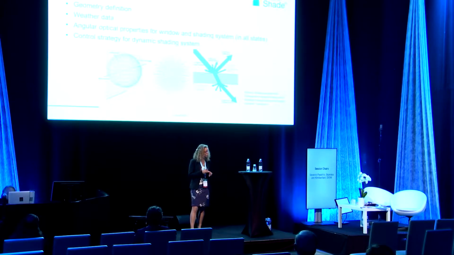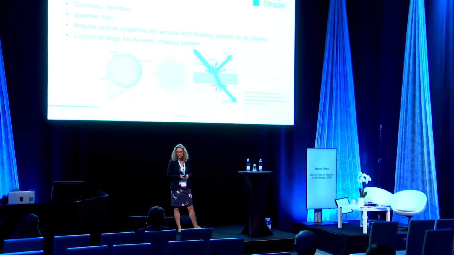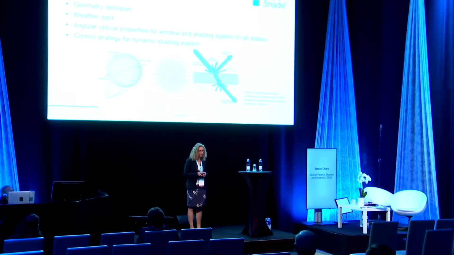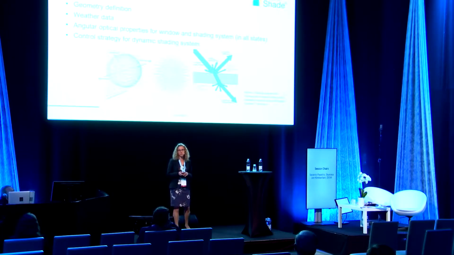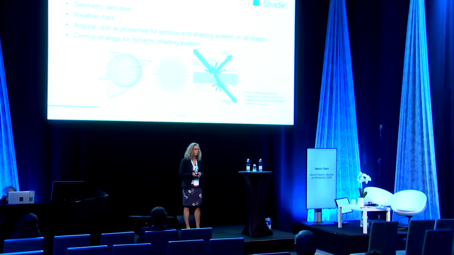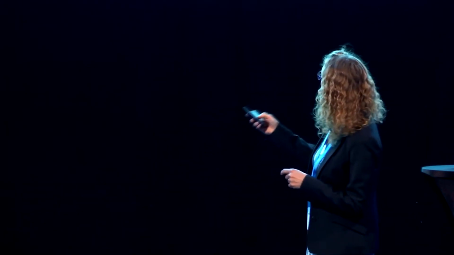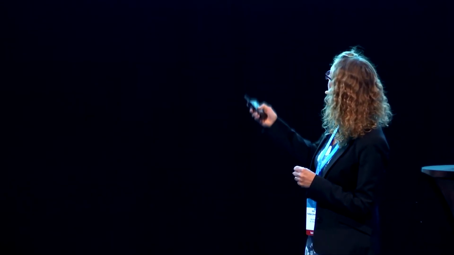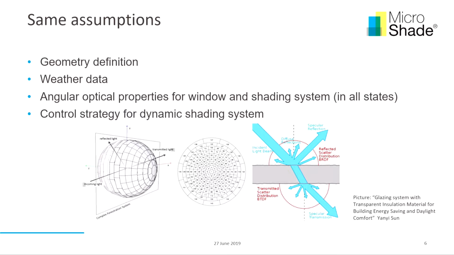And then the weather data, of course, we want to use the same weather data for both the indoor climate simulations and daylight simulations. And then in order to use the same window and shading definitions for both types of simulation, we want to use the angular optical properties of the glazing. And this can be captured in what we call a BSDF file, which stands for bidirectional scattering distribution function. And these are the figures that you see up here. So it basically tells you how incoming light is transmitted through the glazing at all angles. And in this way you can have a really precise description.